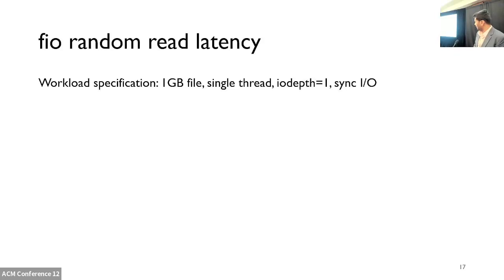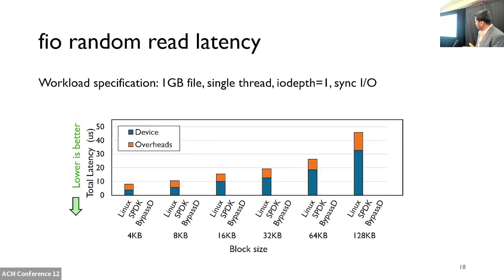The first experiment is quite simple. We just wanted to measure the random read latency. We use a single thread on a single file, reading different random blocks continuously. On this graph, I show you the latency along the y-axis. Lower is better. And along the x-axis, I show different block sizes and different approaches. The blue bar shows the raw device latency and the orange bar shows the software overheads. As you can see, for the Linux baseline, for small block sizes, the overhead is quite significant. It's almost equal to the device latency.